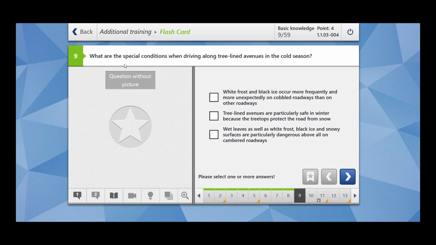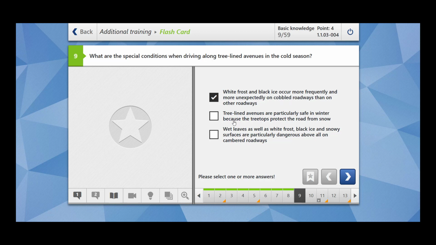Moving towards the next. What are the special conditions when driving along tree-lined avenues in the cold season? So tree-lined avenues means there are trees on both sides of the road. White frost and black ice occur more frequently and more unexpectedly on cobbled roadways than on other roadways. This is clear, that there are more chances of white frost and black ice occurring frequently on cobbled roads.